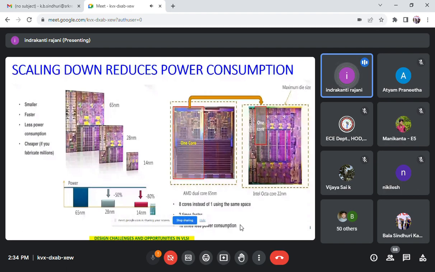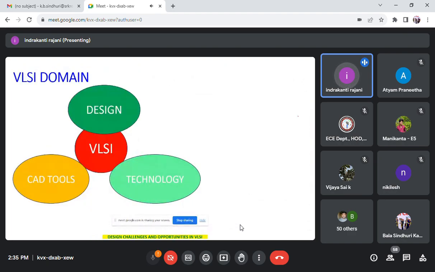So this is scaling down the size: the channel length, the size of the NPN transistor, the PN junction diode, the resistor, the capacitor, whatever the 8 pin chips or 12 pin chips you use. You can decrease that, and the area will be very much decreased. So mainly this VLSI domain consists of 3 important parts: design, CAD tools, and technology.